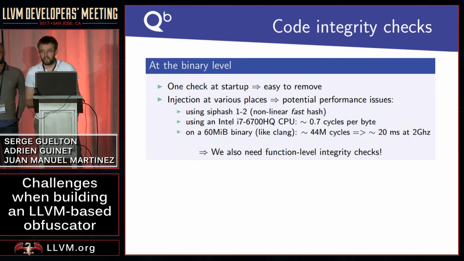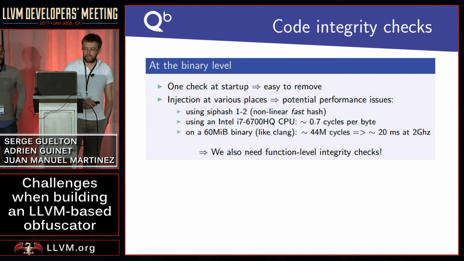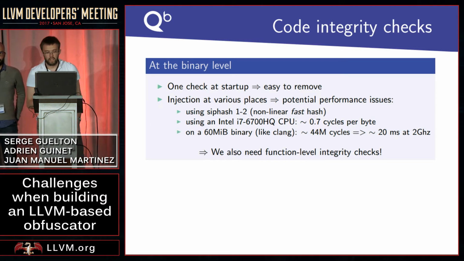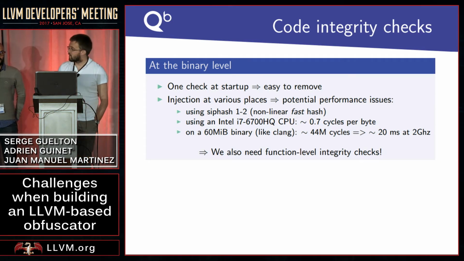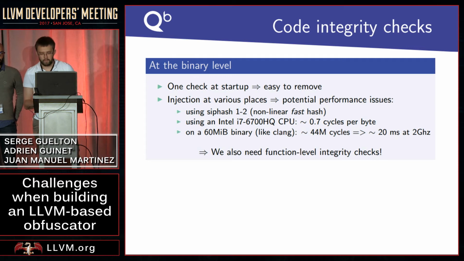The issue is that it's kind of easy to remove. There's only one check to remove, so we can say, okay, let's insert checks at various places. But we can have some potential issues, like if we take a binary like Clang, which is a static build of Clang, something like a 60 megabyte binary. It can take something like 20 milliseconds on a modern CPU, which is quite a lot if you insert that, for instance, before every function call.